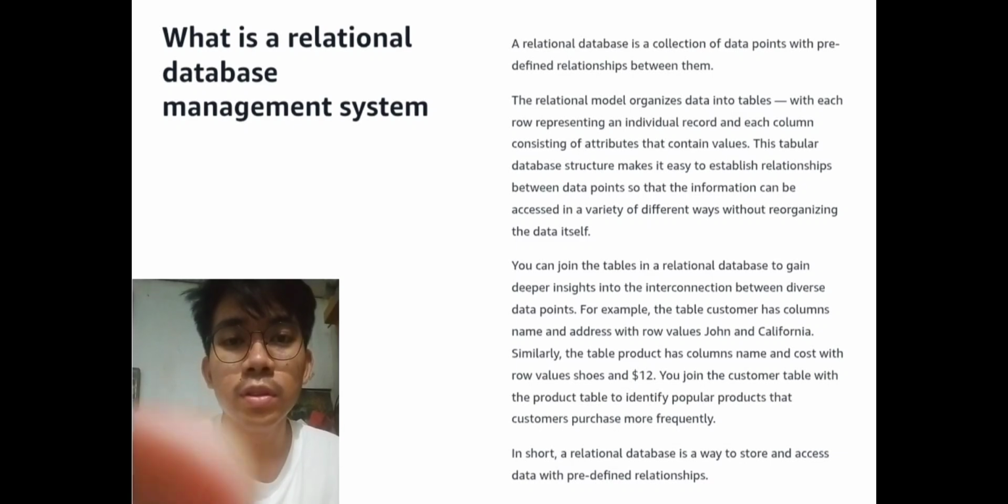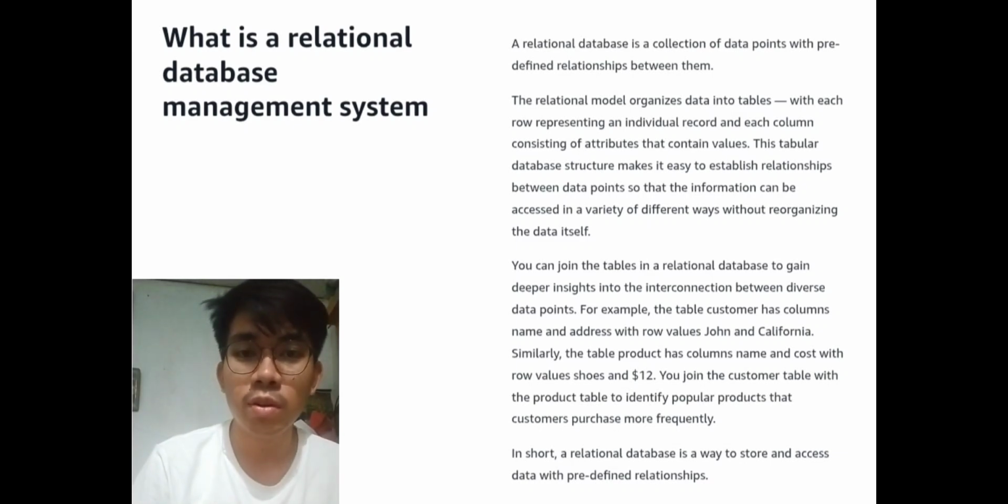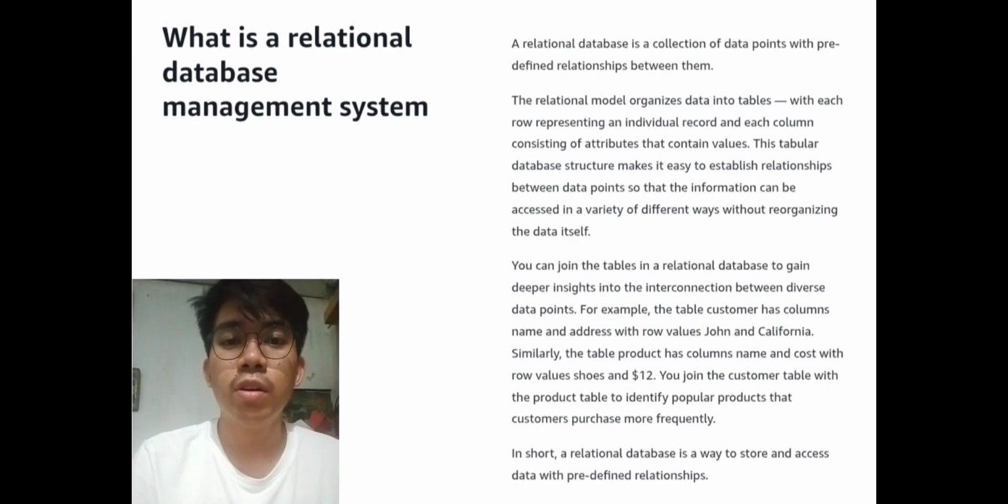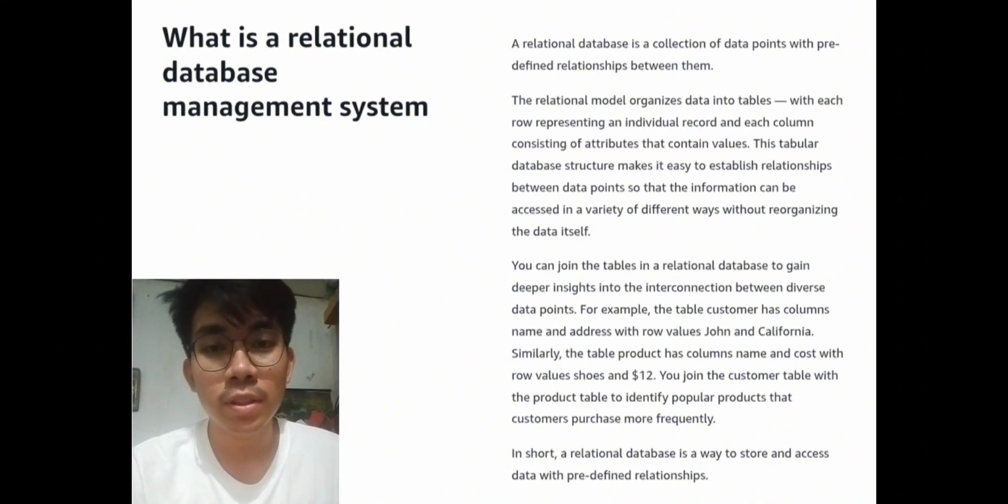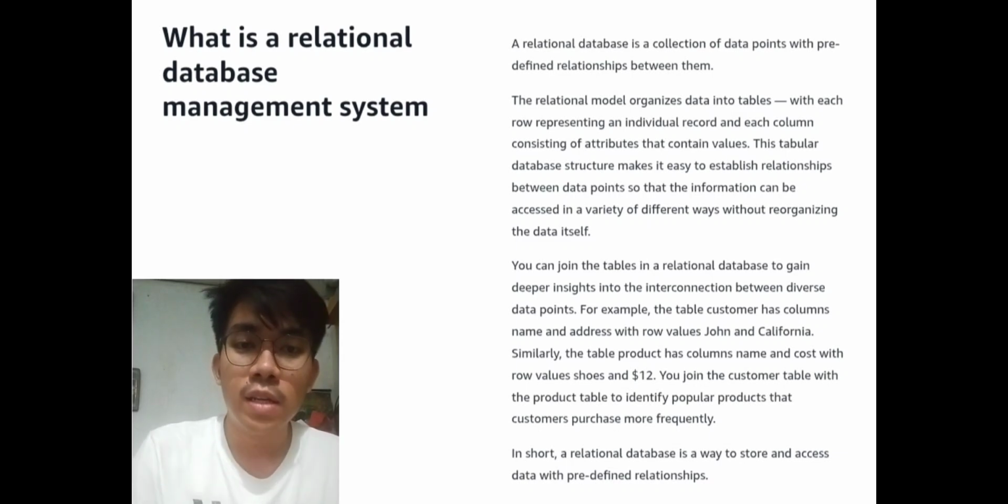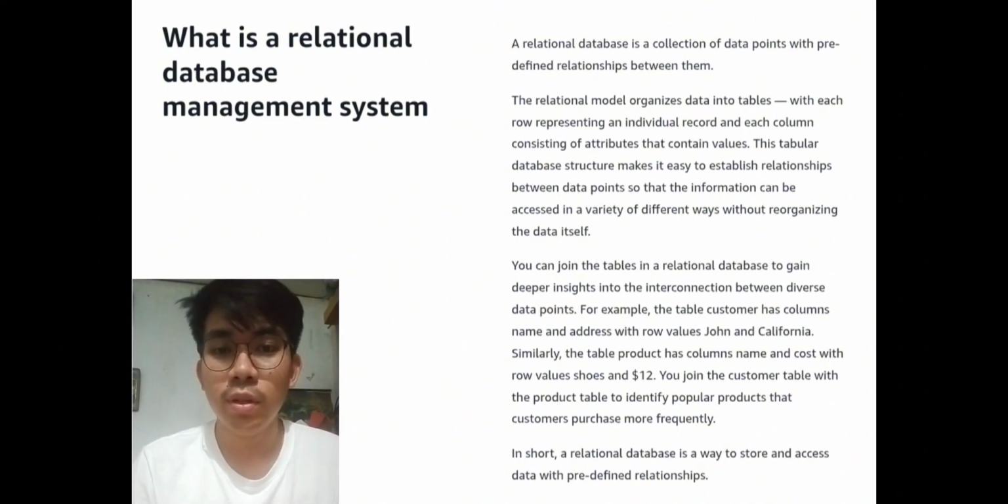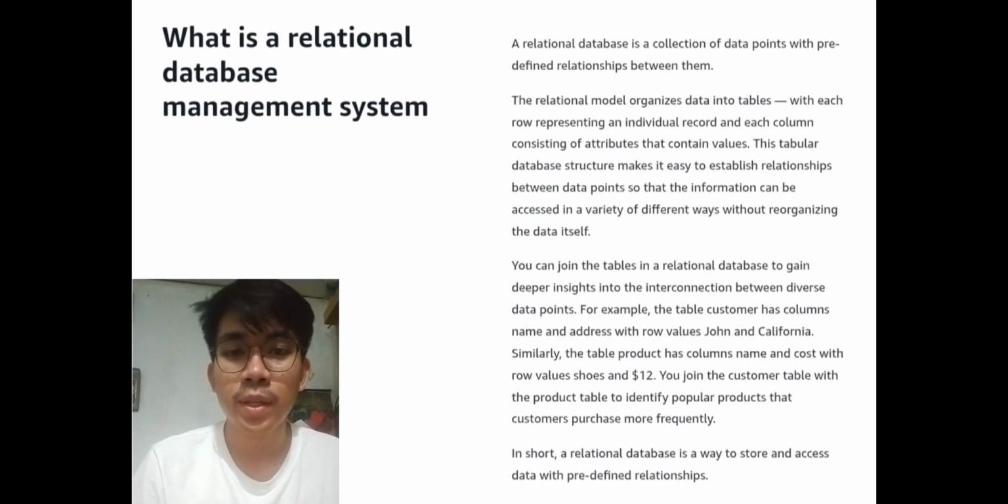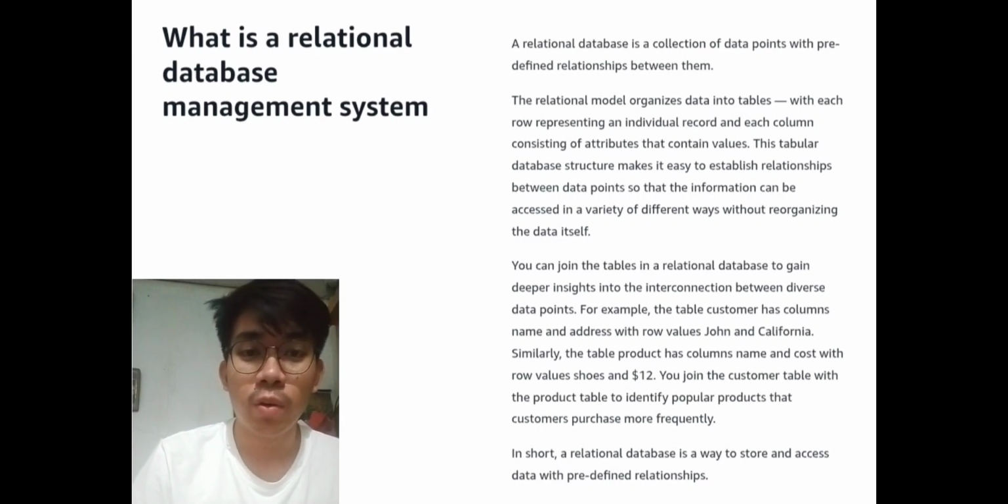You can join the tables in a relational database to gain deeper insight into the interconnection between diverse data points. For example, the table customer has columns name and address with row values John and California. Similarly, the table product has columns name and cost with row values shoes and $12. You join the customer table with the product table to identify the popular products that customers purchase more frequently.